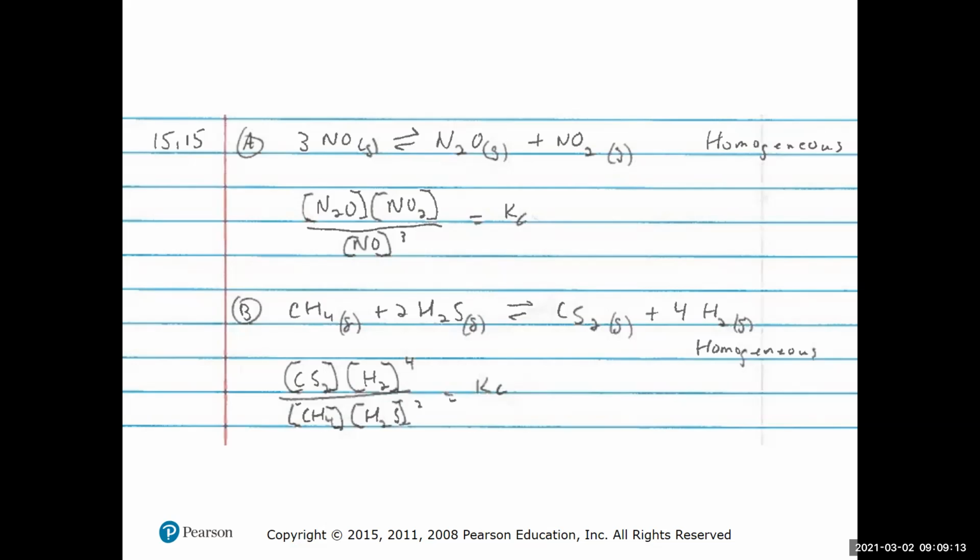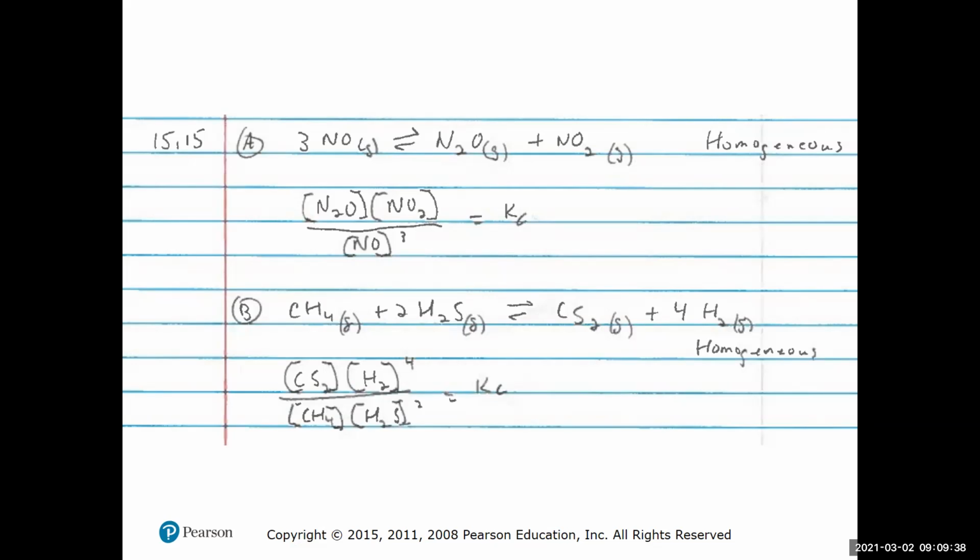Then we go and we look back to see what coefficients are there from our balanced chemical equation. And we see that the NO is the only one that has a coefficient in front, and it has a 3. So we take that NO concentration to the third power. And that's our rate equation. Our equilibrium expression.